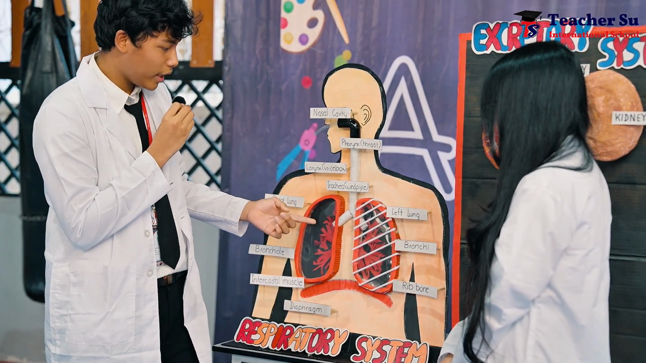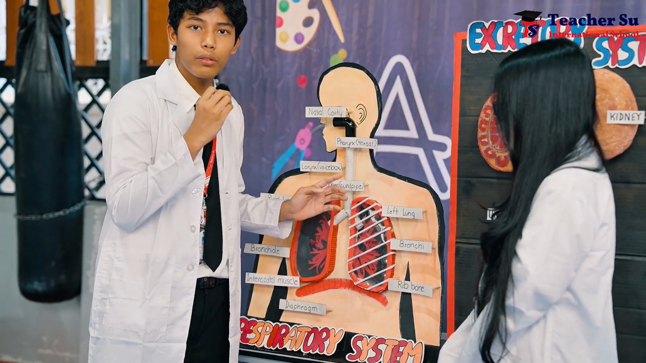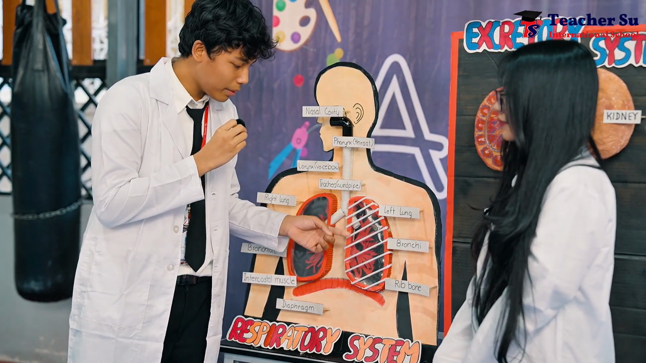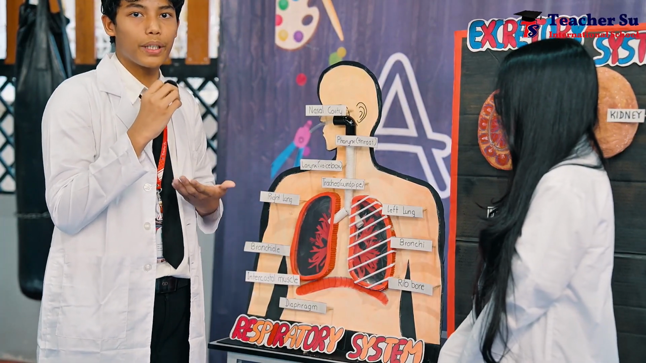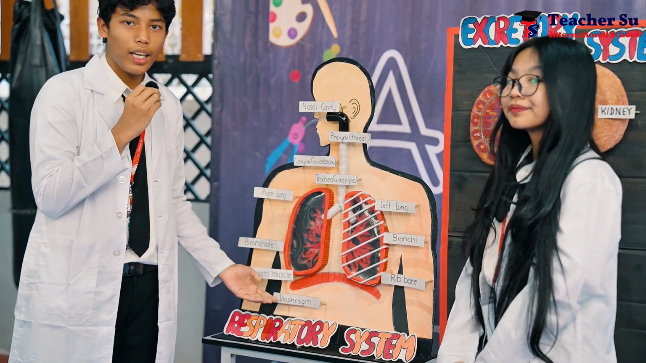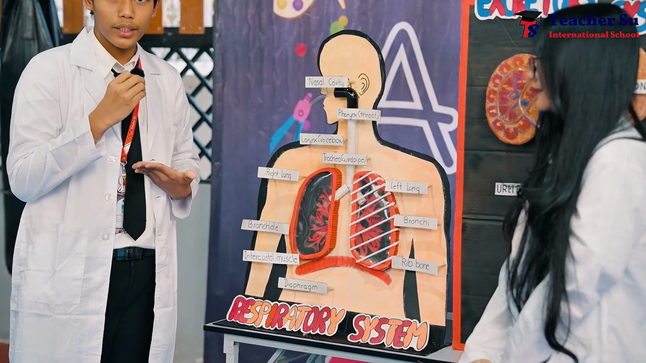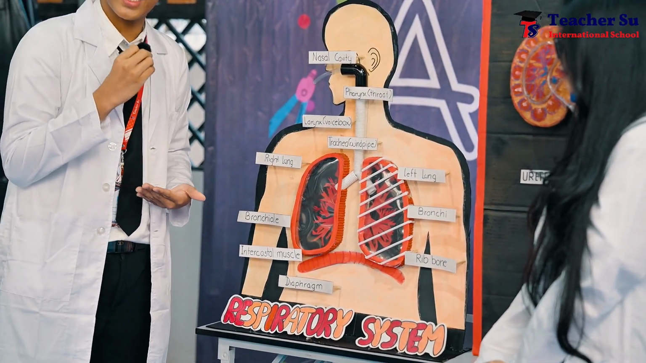And we have the rib bones here. The rib bones protect the lung, and inside the rib bones we have the intercostal muscles here. And the intercostal muscles move during breathing. And we have the diaphragm right here. The diaphragm moves upwards when we breathe out, and it moves downward when we breathe in.